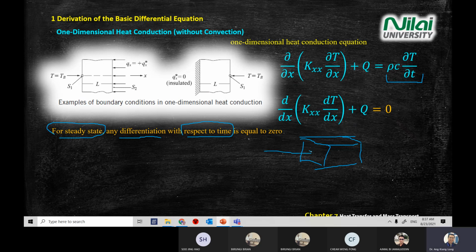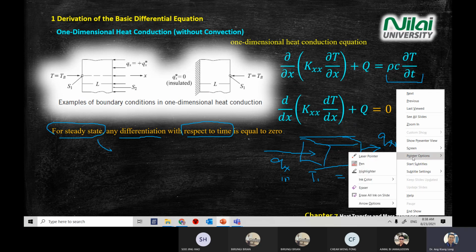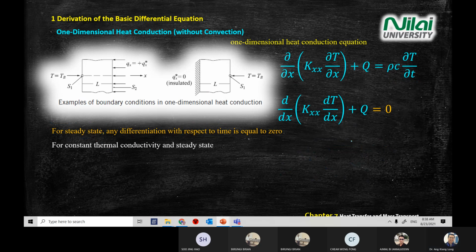Let's say this is your heat transfer. This is your Qx, your in. This is your output, your Qx plus dx. If you see a steady state, it means the temperature at 1 is the same as the temperature at number 2, so no more heat transfer happens. Just to let you know the concept.